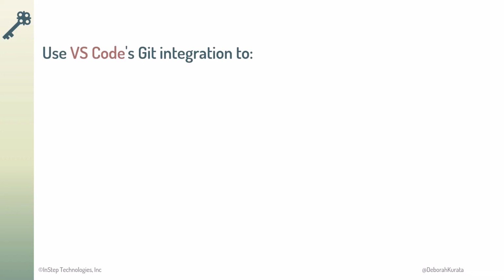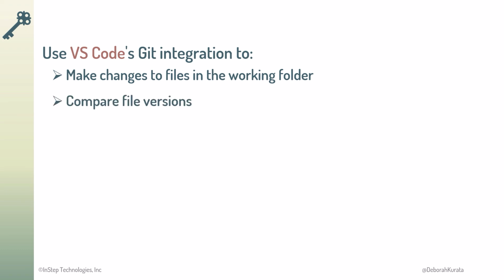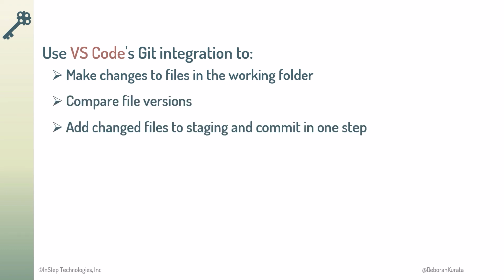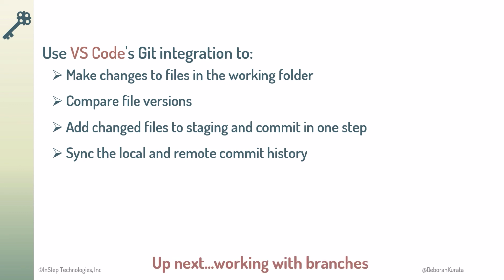So, VS Code has great Git integration. In addition to what we saw in the last clip, we can make changes to files in the working folder, compare file versions, add changed files to staging and commit in one step, and sync the local and remote commit history. Let's work with branches next.